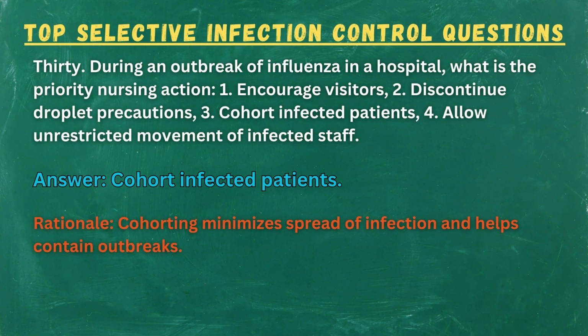30. During an outbreak of influenza in a hospital, what is the priority nursing action? 1. Encourage visitors. 2. Discontinue droplet precautions. 3. Cohort infected patients. 4. Allow unrestricted movement of infected staff. Answer. Cohort infected patients. Rationale. Cohorting minimizes spread of infection and helps contain outbreaks.